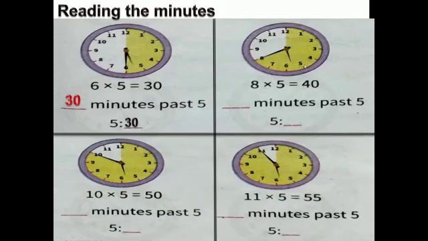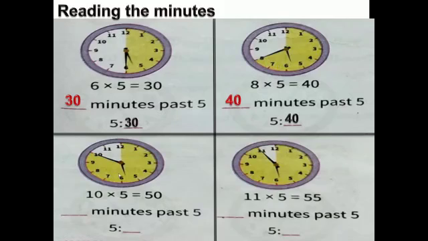And here the short hand is again in between 5 and 6. It doesn't reach 6. So we have to consider the time as 5. So 5, and the long hand shows 8, which means 8 5s are 40. So 40 minutes. 40 minutes past 5 or 5:40.